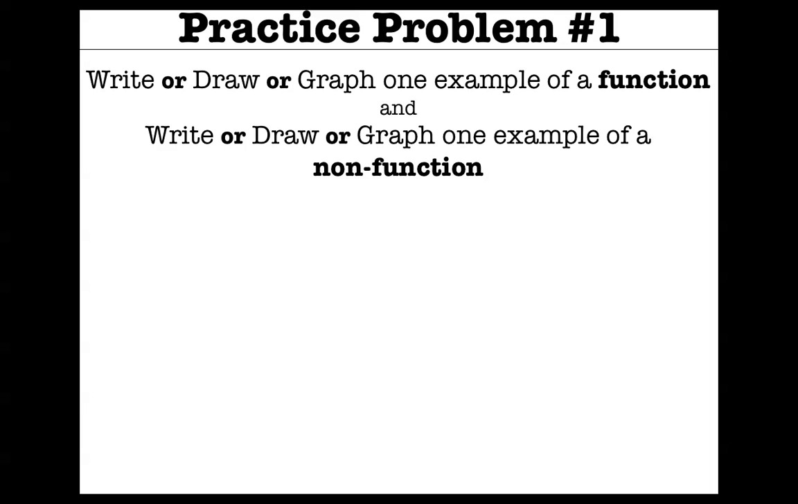All right, so here's what I want you to do. I want you to write or draw or graph one example of a function, and then write or draw or graph one example of a non-function. You can do it by drawing a little graph and putting some dots or lines or curves, or you can write out an equation or a table that shows something being a function, or you could write out a list of points that is a function and a list of points that isn't a function. Any of those would be okay.